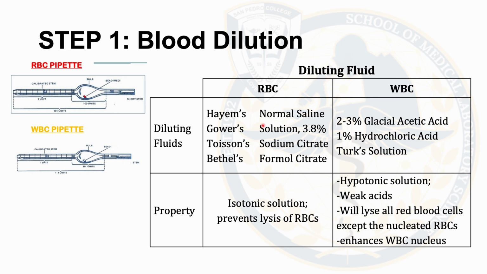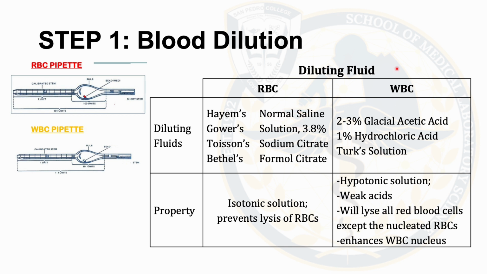For example, if you're going to count for RBCs, then you have to use diluting fluids that are isotonic in solution so that it can prevent the lysis of your RBC. When you say isotonic, that means normal tonicity. It is somewhat closer to the tonicity of the blood. And what can we use? We have your Hayem's, Gower's, Toisson's, and Bethel's. The most common diluting fluid for RBC in the laboratory is your normal saline solution.